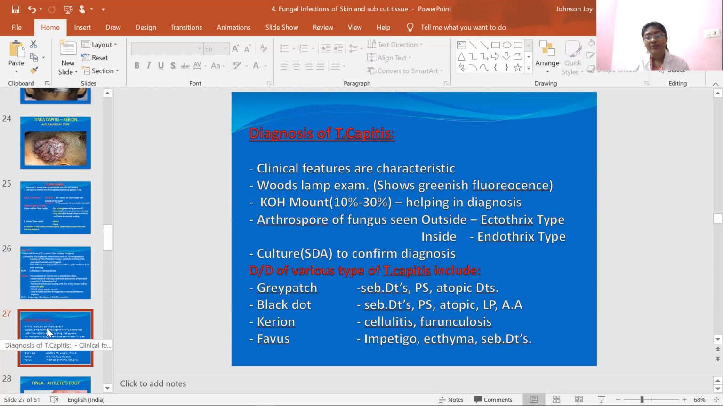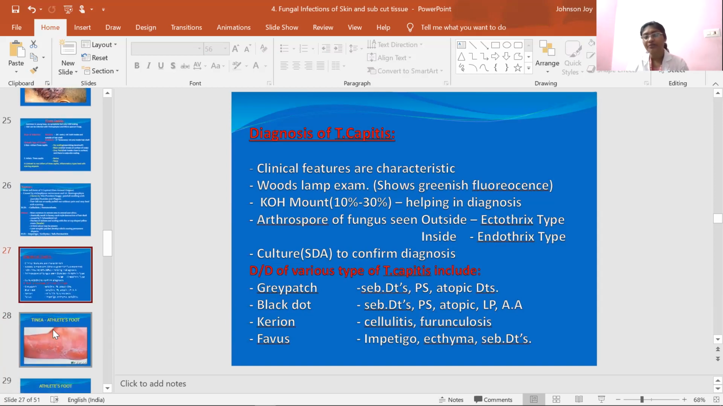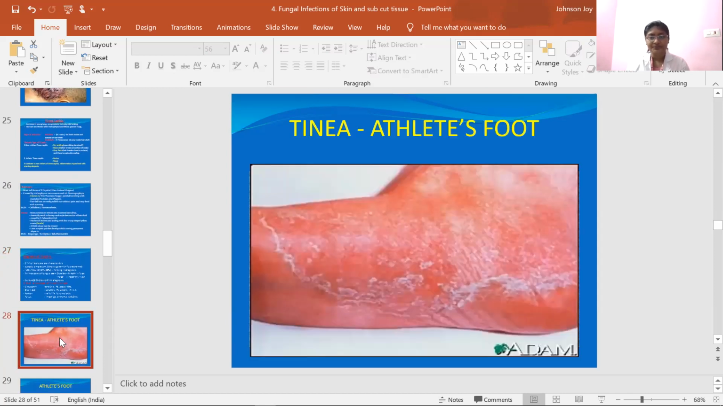Black dot can be again seborrheic dermatitis, psoriasis, atopic dermatitis, lichen planus and alopecia areata. Now for kerion, we have cellulitis or furunculosis, and favus, as we told, impetigo, ecthyma and seborrheic dermatitis. These are the different differentials.